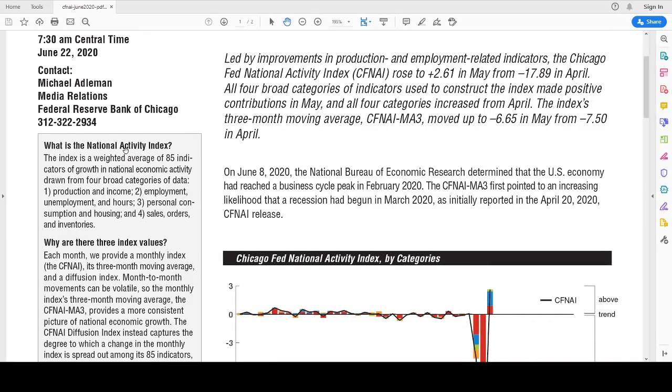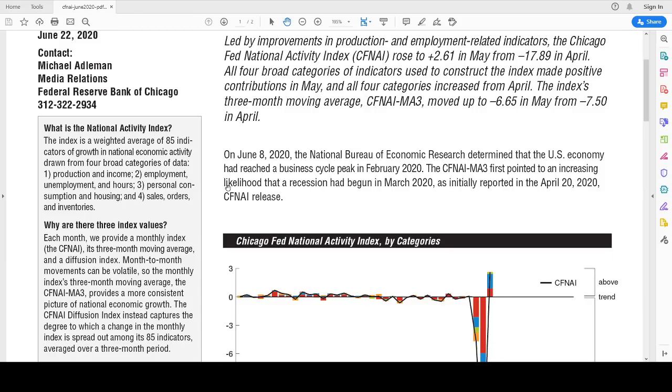So what is the National Activity Index? The index is a weighted average of 85 indicators of growth in the national economic activity drawn from 4 broad categories of data: production and income, employment, unemployment and hours, personal consumption and housing, sales, orders, and inventories. Now, mind you, this is the highest print in the history of this index, which again would suggest that the economy is roaring back. But we know that's not the case.